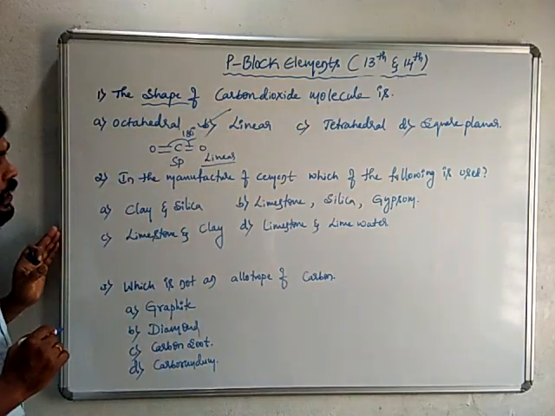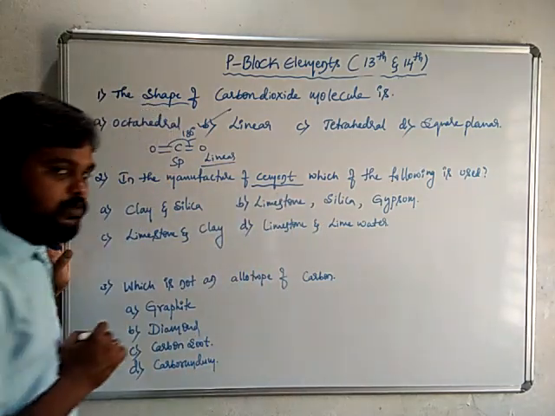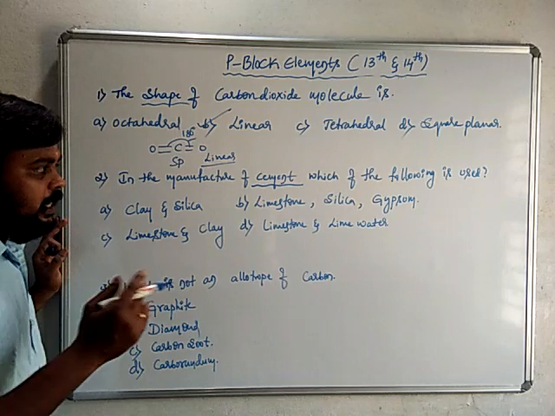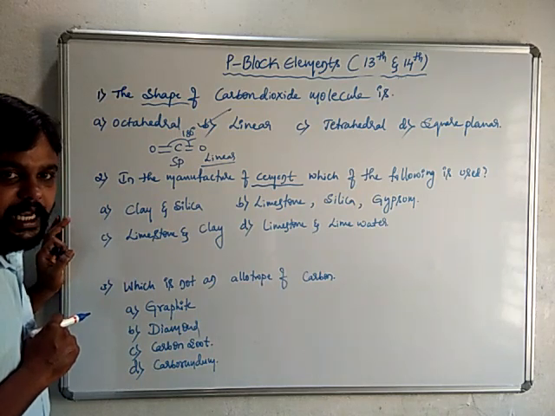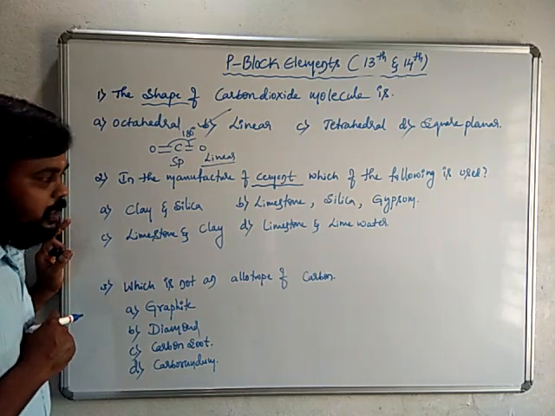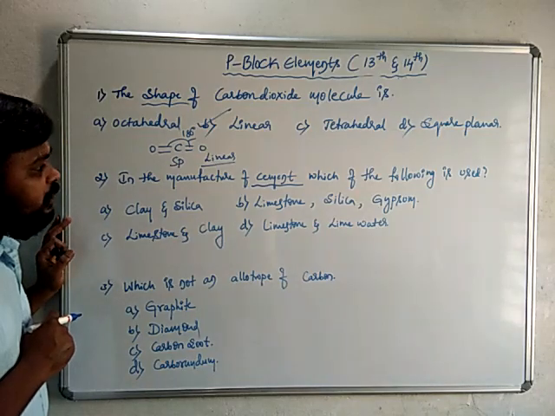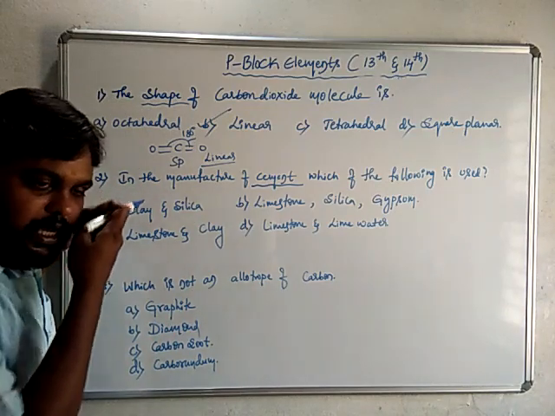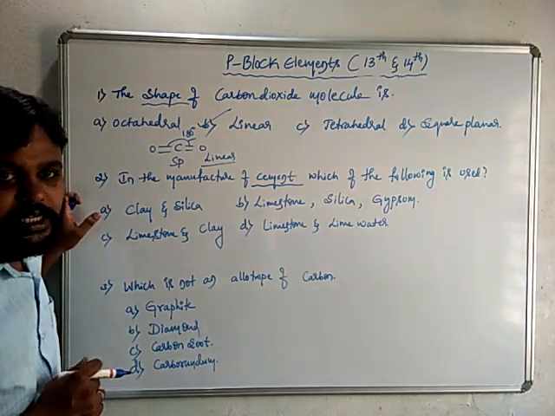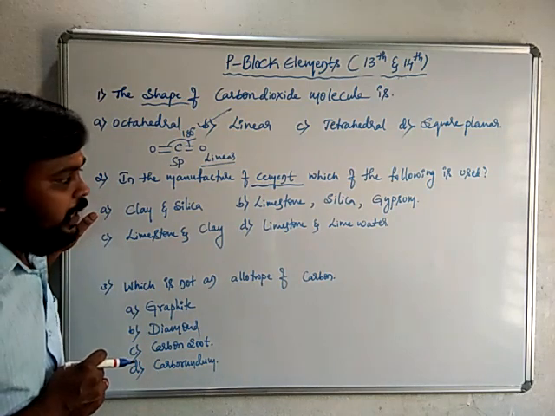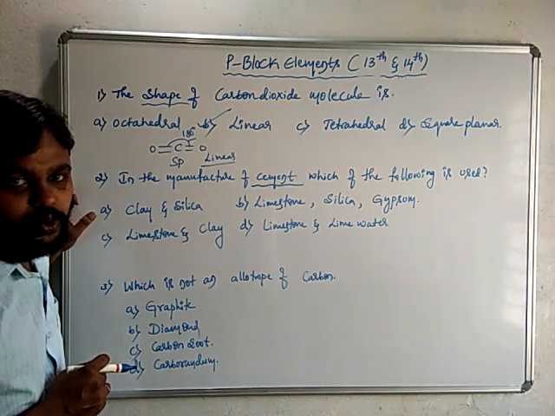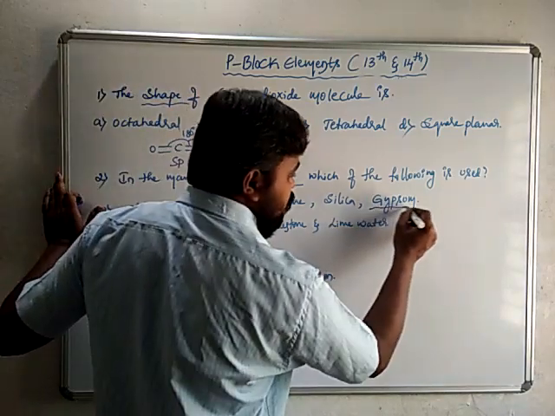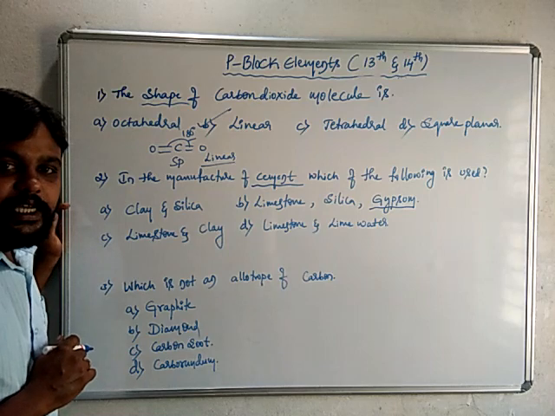The next question is: in the manufacture of cement, which of the following is used? You know cement is one of the very important industrial products, which plays a very important role in our daily life to build so many buildings. Generally in the manufacture of cement, limestone is one of the major components, which is about 60%, and after that silica, SiO2, which is also a very important compound, and gypsum. Gypsum is also a very important chemical, around 2% gypsum.